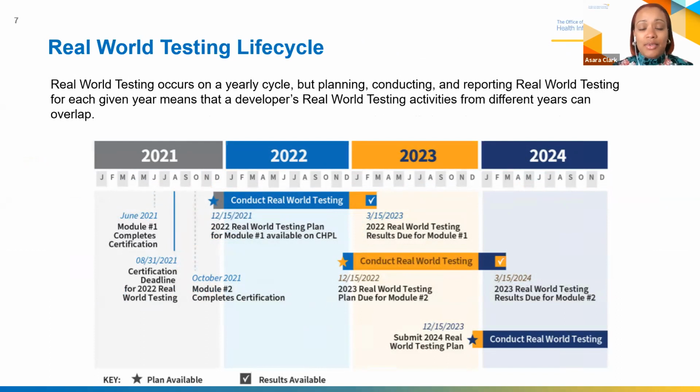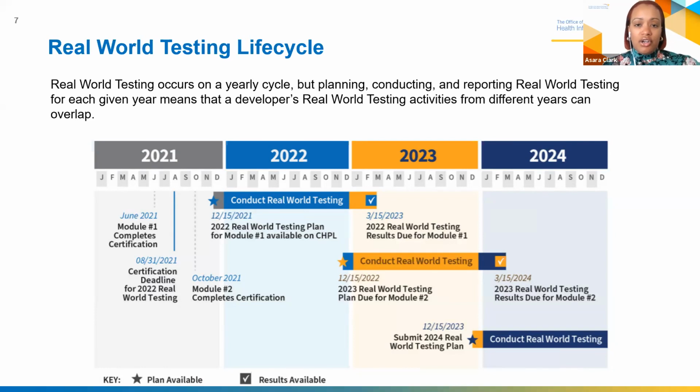I go through this in depth in, I believe it was our March webinar, that's posted on our website, but just to give you a general idea of how this yearly cycle overlaps, as I just mentioned, all health IT that was certified as of August 31st of this year, 2021, must be included in your 2022 real-world testing plan. Now, when 2022 hits, after December 15th, that plan would have been posted on CHPL so that everybody knows how you plan to go out and conduct your real-world testing in 2022. Calendar year 2022, you're going to be executing that plan all through the year.